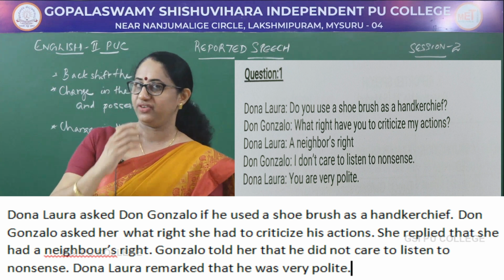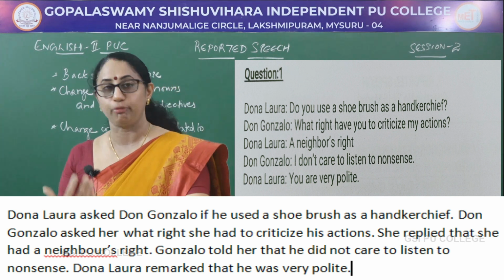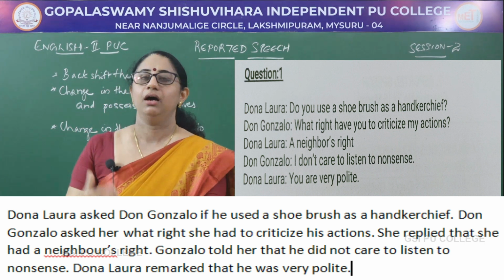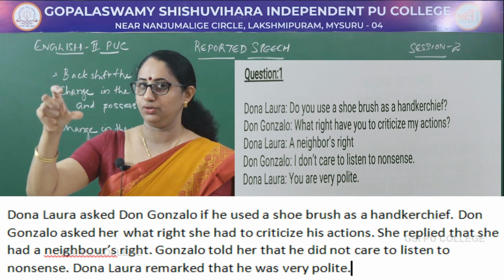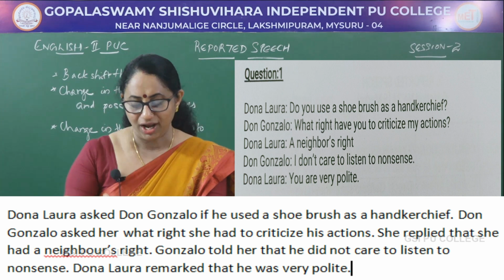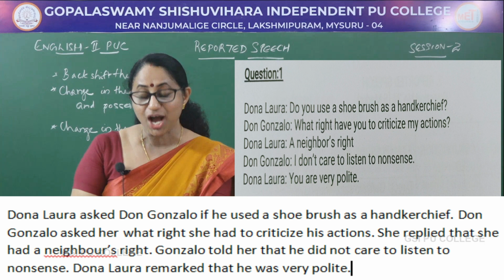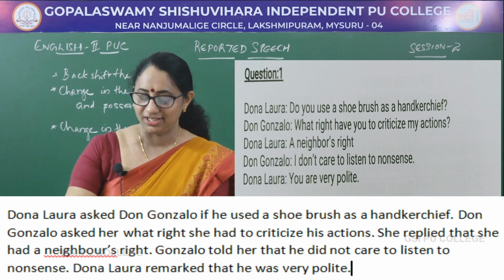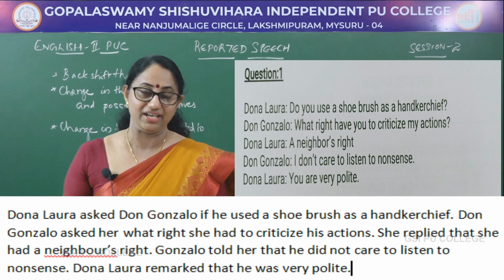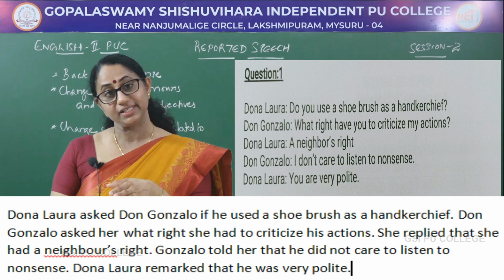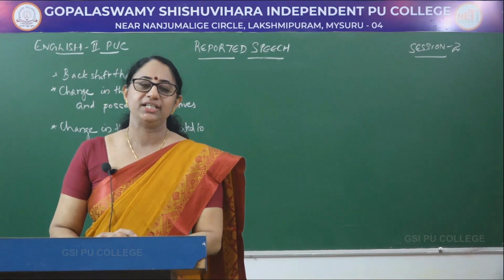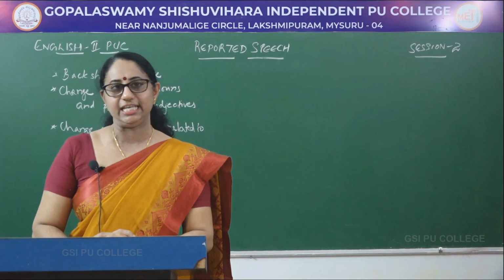Now, since it is a conversation between Gonzalo and Laura, every time you need not repeat their names, it's understood. When you use him, it is Gonzalo, and when you use her, it is Laura. So, first time when you introduce their names, you have to use their names, and later you can use pronouns. So, Donna Laura, "You are very polite." So, Donna Laura remarked that he was very polite, or Donna Laura told him that he was very polite. You are becomes he was. So, this is how you are expected to convert sentences in direct speech into indirect speech.